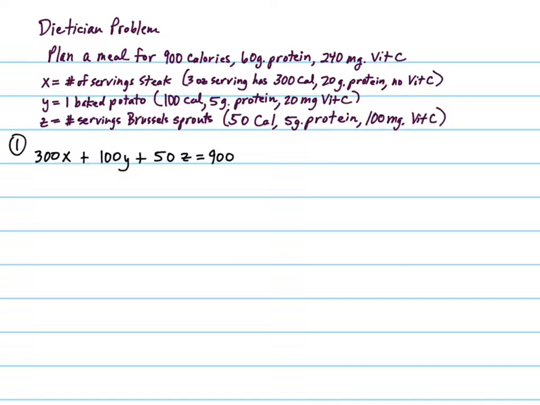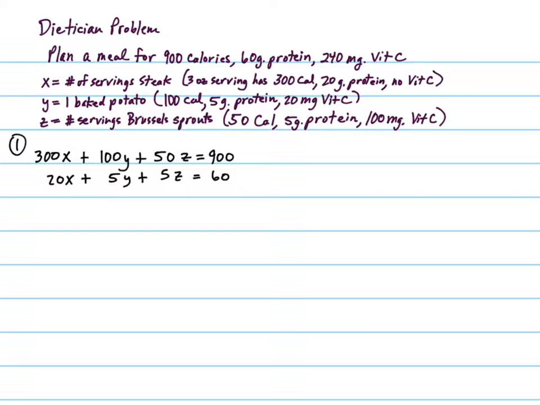Well, for the steak, we're going to get 20 grams of protein for each serving. And for the potato, we're going to get 5 grams of protein for each baked potato, where there's y baked potatoes. And then 5z represents the number of grams of protein we're going to get for z servings of Brussels sprouts. And we need that to total 60. We're supposed to get 60 grams of protein from this meal.